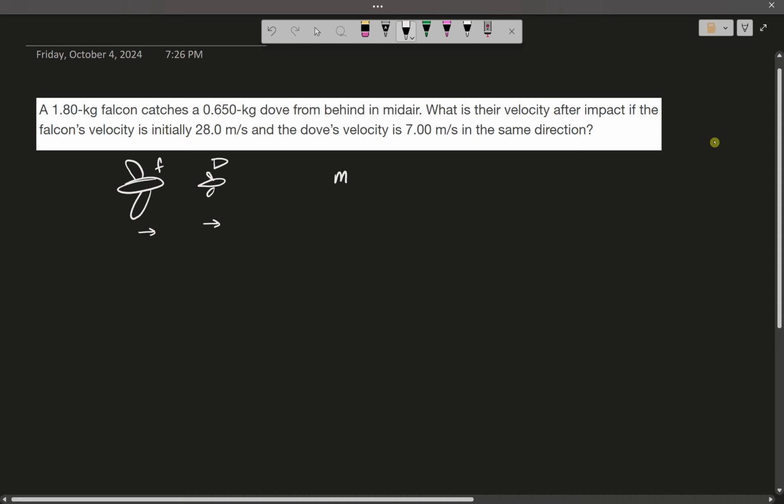So I have the mass of the falcon is 1.8 kilograms, and the initial velocity of the falcon is 28 meters per second. I have the mass of the dove is going to be 0.65 kilograms, and the initial velocity of the dove is 7 meters per second, and I want to find their final velocity.